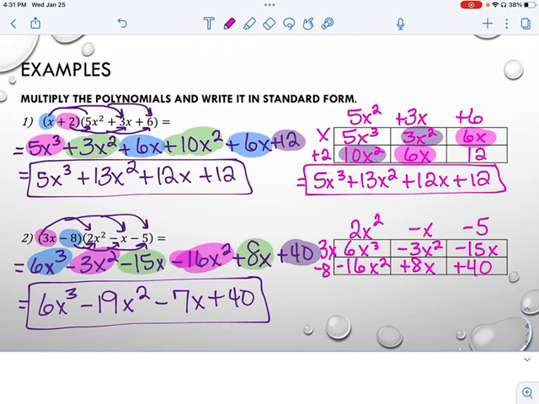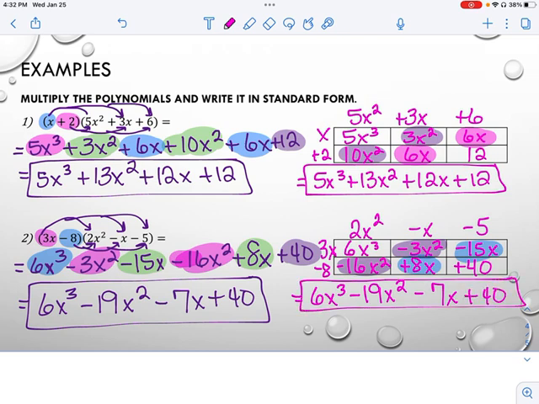Then we just rewrite it. So I start with my 6x to the third, nothing to combine that with. My first grouping that I'm looking at is my x squared terms. I'm going to put those together, and that gives me negative 19x squared. Then I look for my second one. I have an 8x and a negative 15x, and that's going to get me a negative 7x. And then the plus 40 there on the end, nothing alike to it, and that would be my answer.